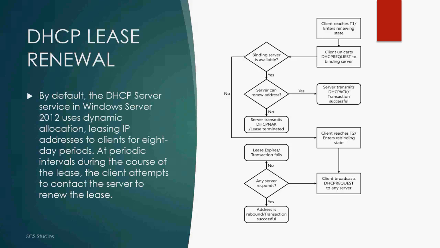If the binding server is not available, that means the DHCP server is not available, the client reaches T2 and enters the rebinding state, and the client will broadcast the DHCP request again, looking for another DHCP server. If it is answered, then the address transmission was successful. If it is not responded to, the transmission failed.